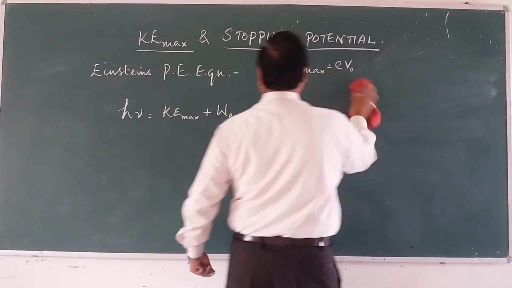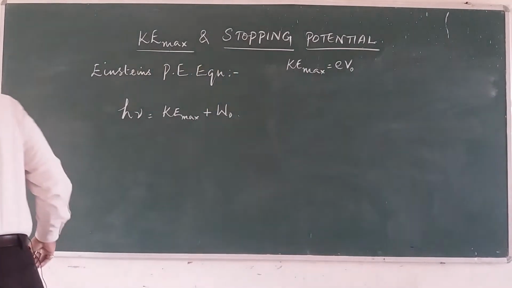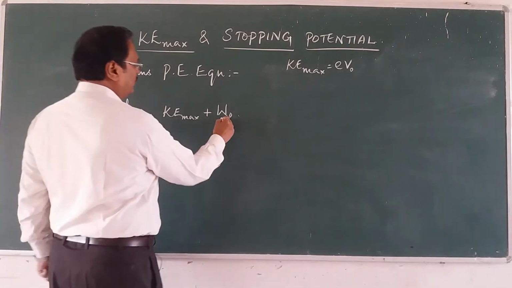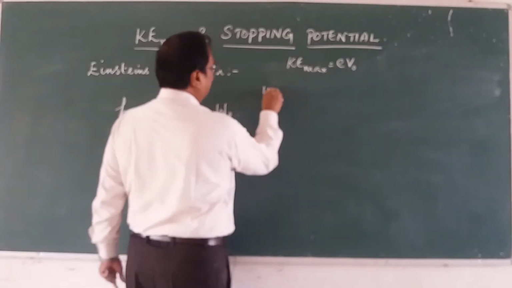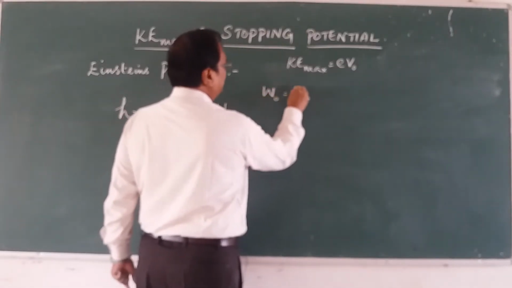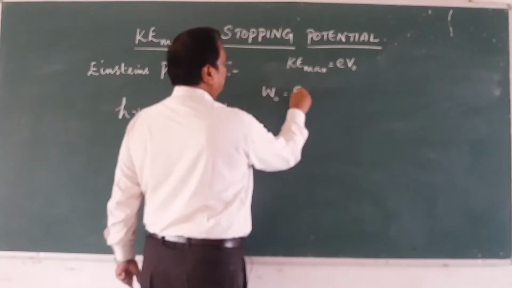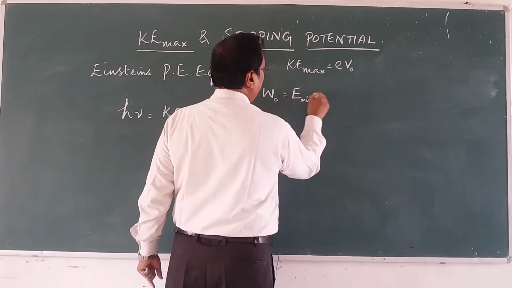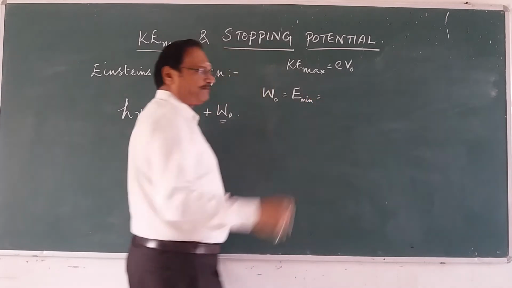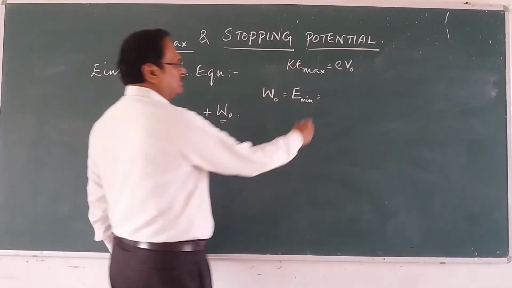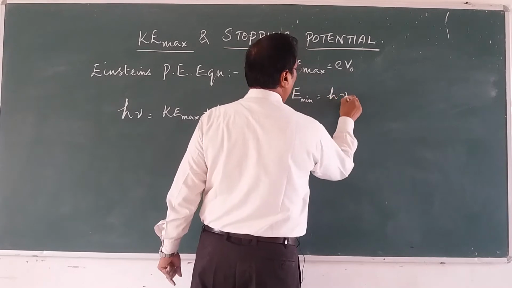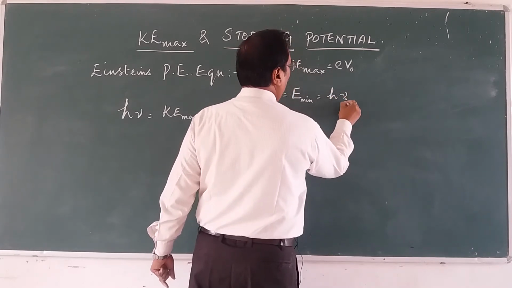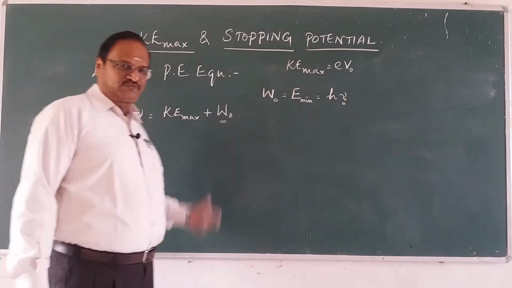See, now these are the relationships, and I also said the work function. What is work function? It is nothing but the minimum energy required to remove the electron from the metal. That is also, using Planck's quantum theory, we can say h nu naught, where nu naught is called threshold frequency.